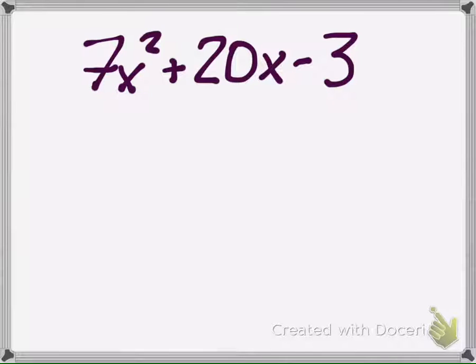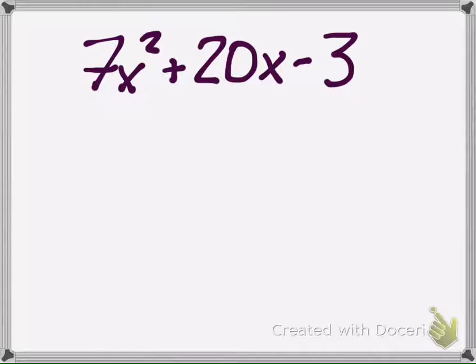Hey everybody, Mr. Conan here, and today I'm going to talk to you about a method of factoring called factoring by grouping. Now this method is useful when we're dealing with an equation where our a value is greater than 1. So here we have the equation 7x squared plus 20x minus 3.